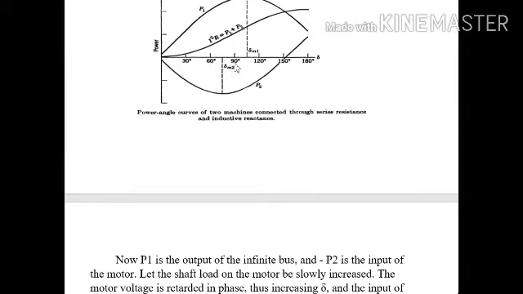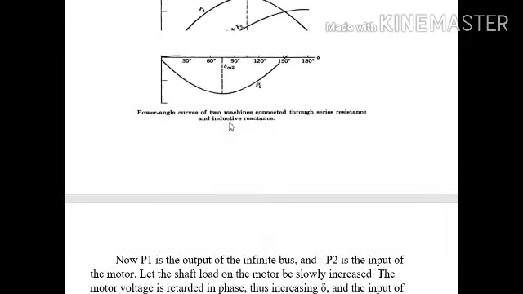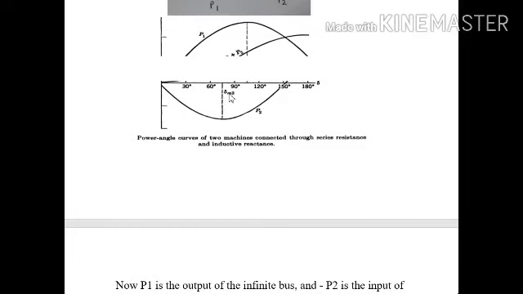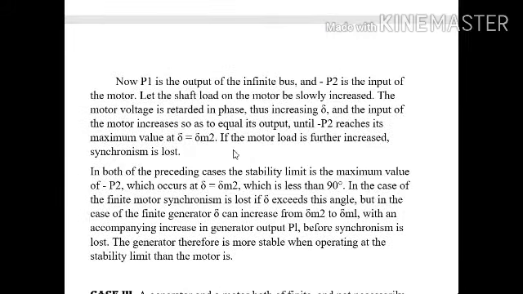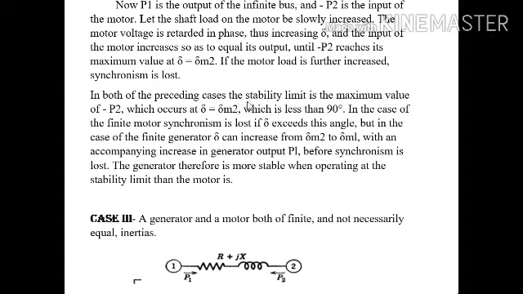Now in this case, it is less than 90 degrees, right? If the motor load is further increased, synchronism is lost. Yes, if the motor load is further increased, that means this delta M2 crosses 90 degrees, then the system loses its synchronism, right? So in both of the preceding cases, the stability limit is the maximum value of minus P2, which occurs at delta equal to delta M2, which is less than 90 degrees. In the case of a finite motor, synchronism is lost if delta exceeds this angle.